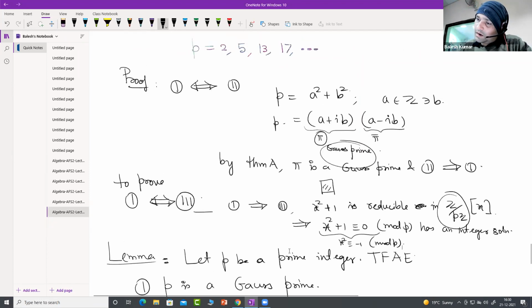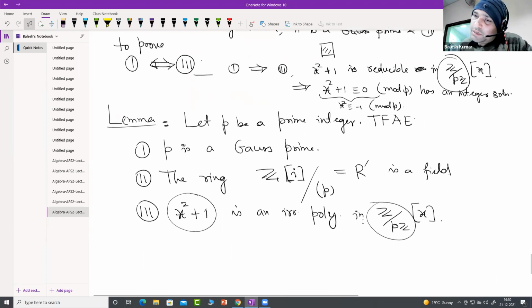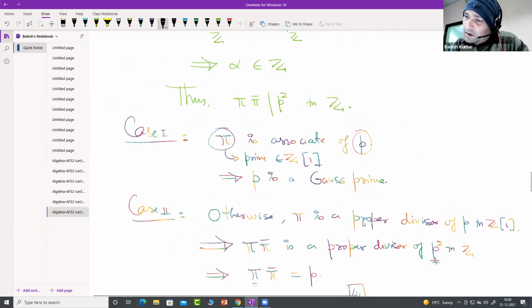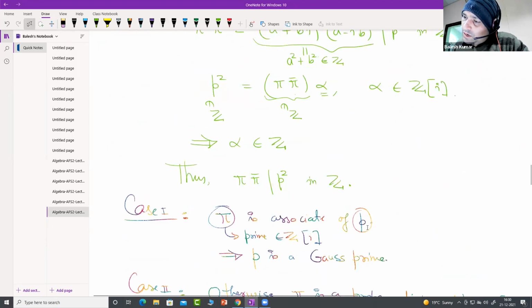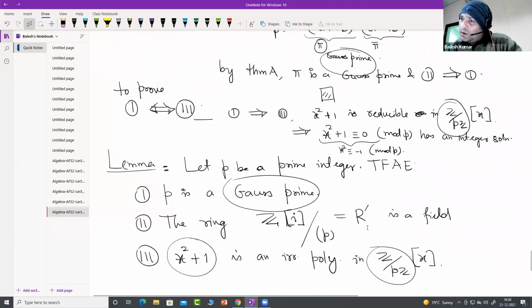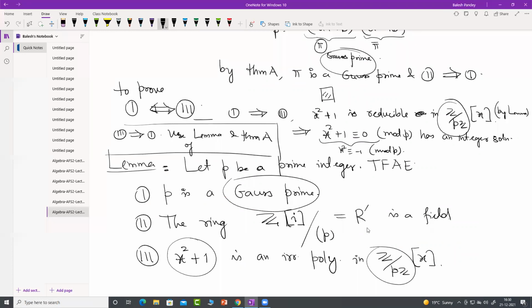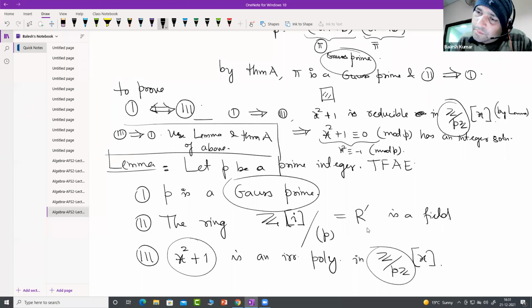And similarly, 3 implies 1 is again obvious, because if it is reducible, this implies p is not a Gauss prime. And if it is not a Gauss prime, then Theorem A will say that p is not a Gauss prime, meaning p is pi times pi bar. So therefore, 3 implies 1. Here I can write: 1 implies 3 is by the lemma. And again, 3 implies 1 one can sketch here. For 3 implies 1, use the lemma and Theorem A as above, and then it will prove.